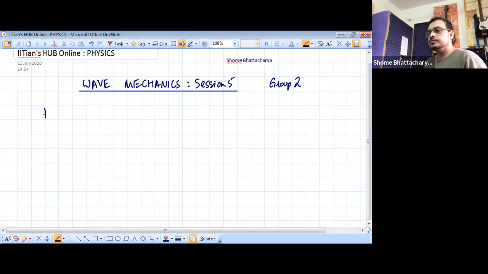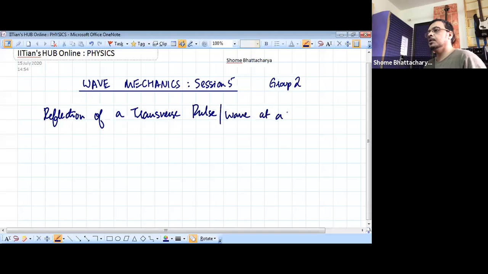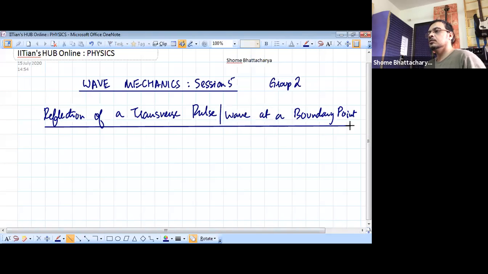So we were looking at reflection of a transverse pulse or wave at a boundary point. So what we saw, the first part of this was, we have a situation like this, a transverse pulse traveling like this along a string, and there's what we call a rigid boundary over here.